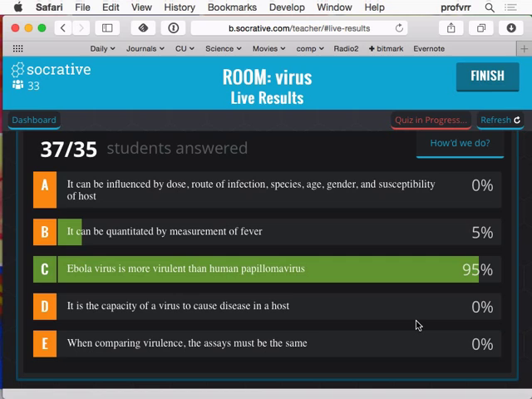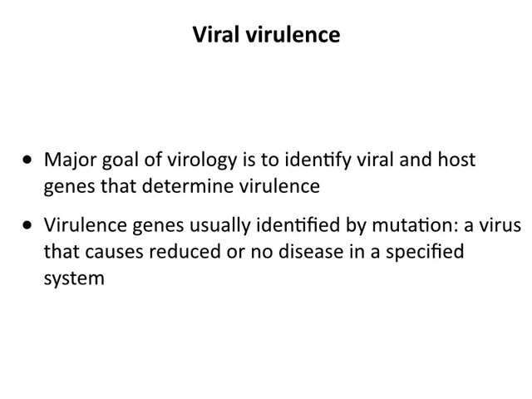So the answer is C, and the 5% of you who answered that virulence may be quantitated by measurement of fever: sure, you can measure virulence by measuring how much fever is induced by a virus infection. That happens quite often.